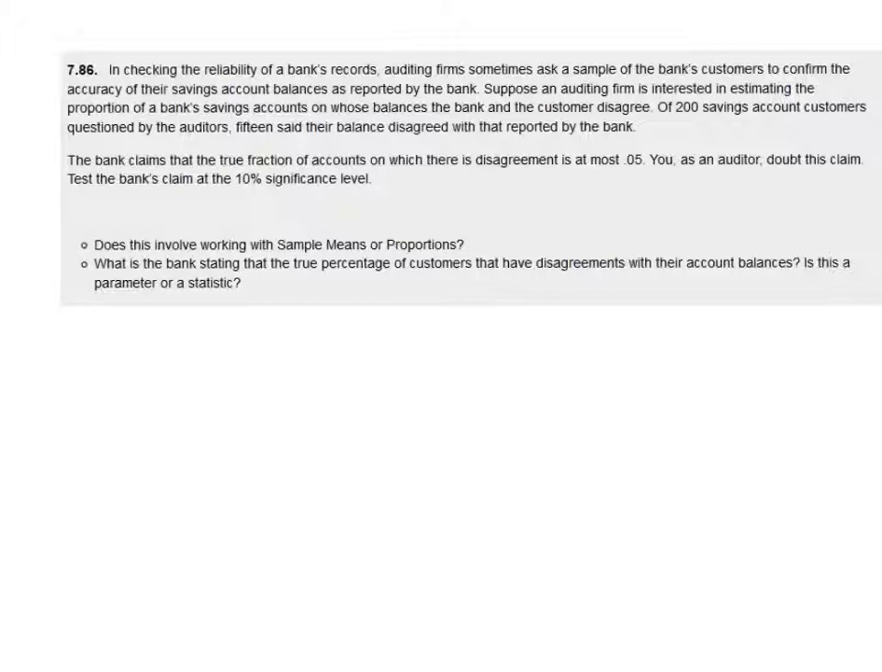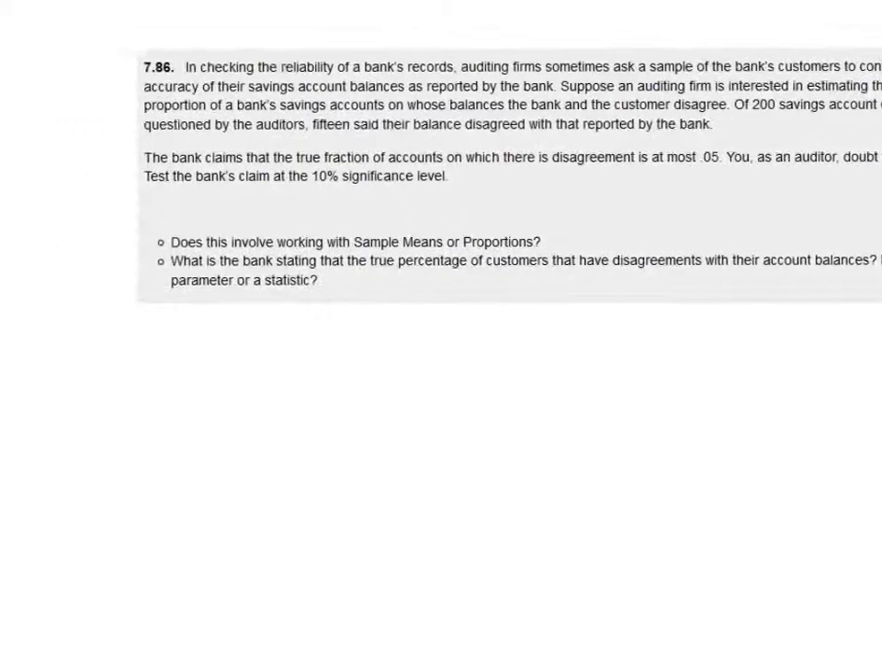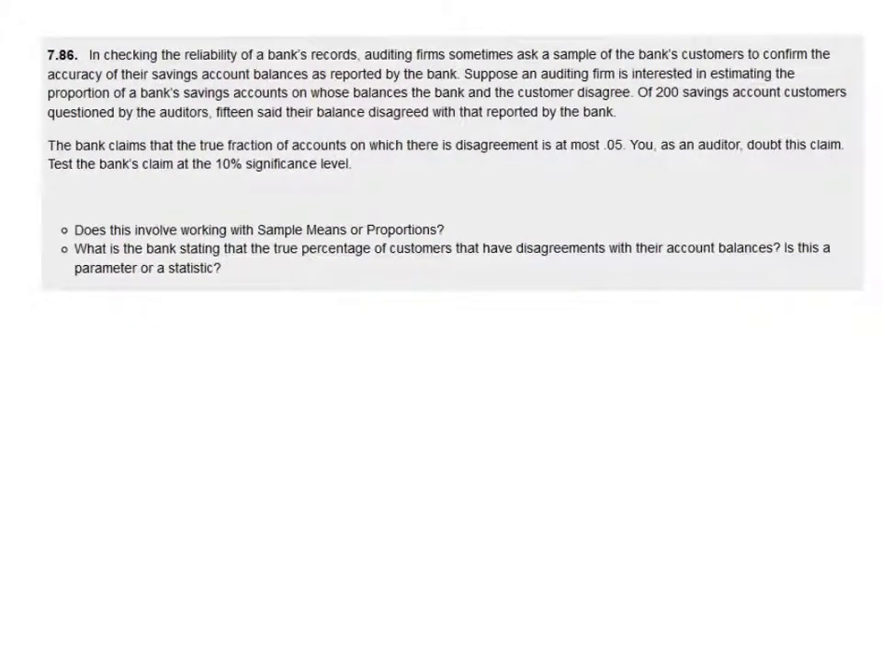So they have 200 savings accounts. Here, let me highlight this. 200 savings accounts is N, and 15 said they disagree. And the bank claims that the true fraction of accounts is at the most 5%.